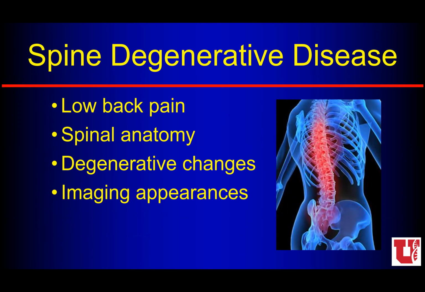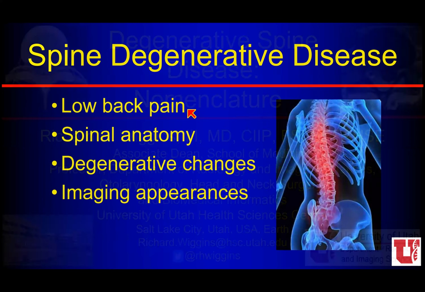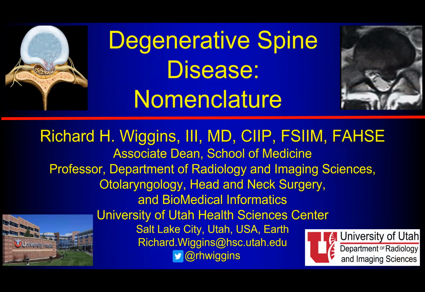It's very important that we think about using consistent nomenclature in all of these cases when we discuss spine degenerative disease, especially because there's a lot of causes of low back pain that are not things we think about as imaging on cross-sectional imaging. So that's a discussion of degenerative spine disease and the importance of nomenclature.